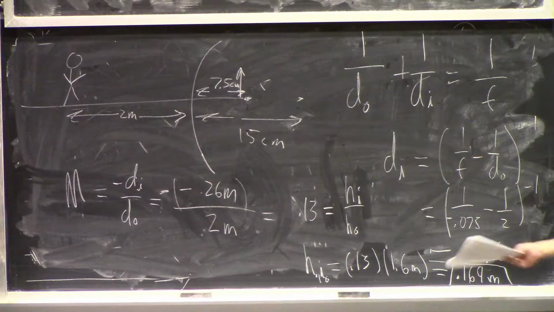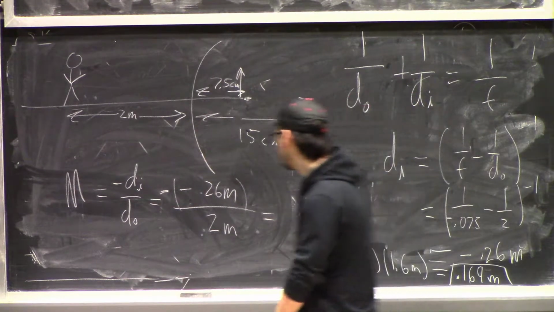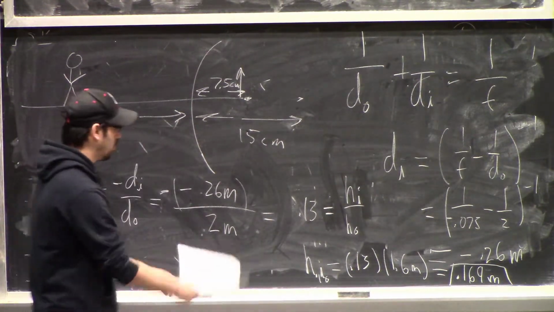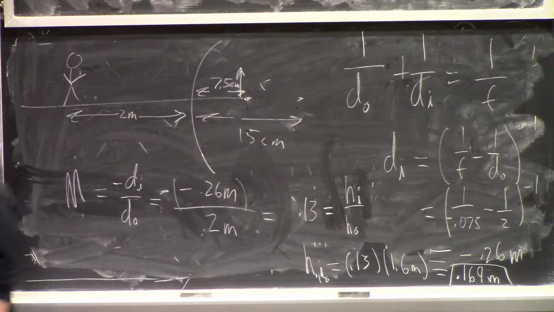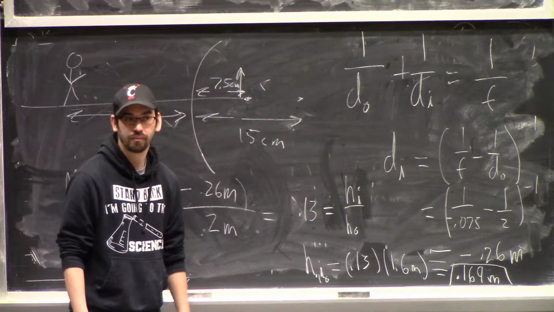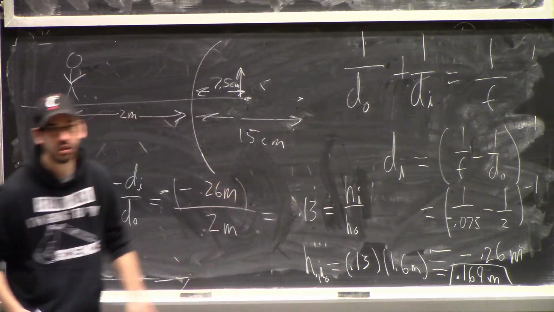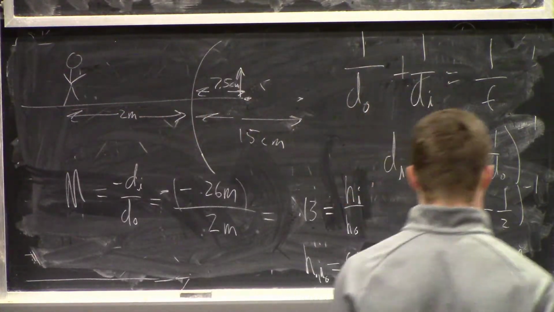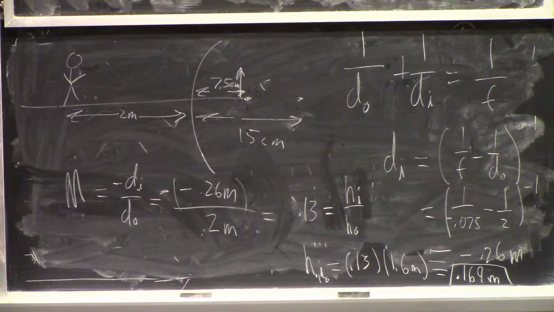And so let's see if this makes sense. We have 0.169 meters for the height of our image, and we had a height of the object of 1.6 meters. So which one's larger, which one's smaller? Is the image larger or smaller than the object? Smaller, right? Because 0.169 is smaller than 1.6. And let's look at our magnification. Magnification is 0.13, right? So because this magnification is less than 1, that means that the height of the image should be smaller than the height of the object. Okay? Any questions about this?